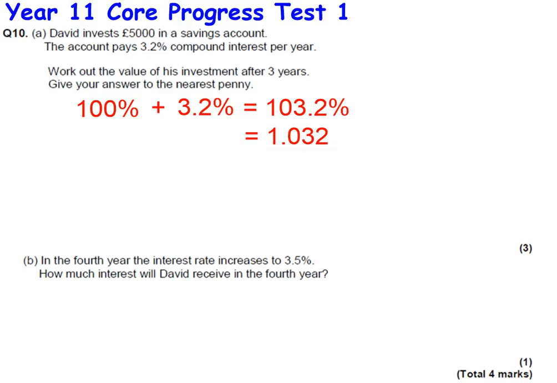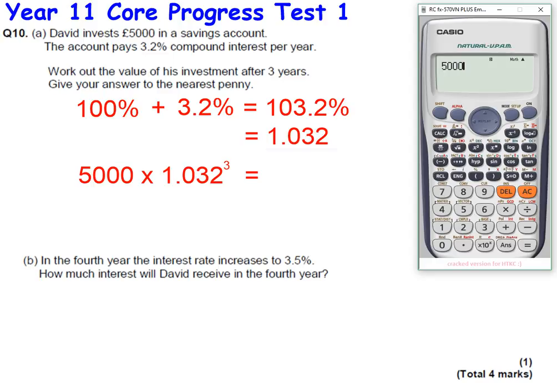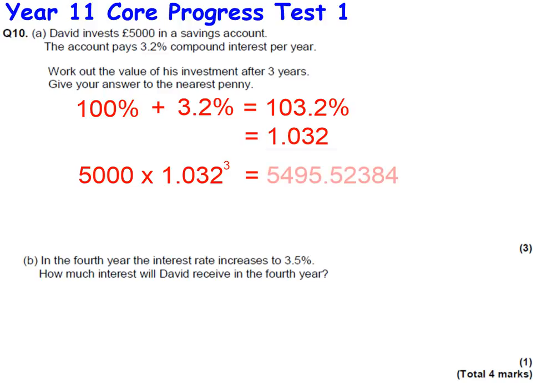Now our original amount is £5,000. Now we're going to multiply it by the multiplier to the power of 3 because of the 3 years. To work out the value of this calculation, I'm going to type this into my calculator. So that's 5,000 multiplied by 1.032 to the power of 3. This equals, you can see that we get 5,495.52384. Now I'd make sure that I write everything that my calculator displays onto the paper.